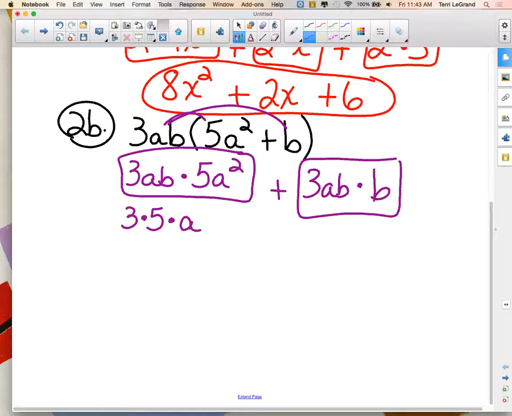Can we take care of this a first? Times a. I kind of like to just do it that way, but if you want a to the second to be first and a to be after it, it's okay. And then what? Times a. Times b. Okay, so basically what I want us to do is just rename that one. And if you want to then underline the things that can actually be multiplied within it, feel free.